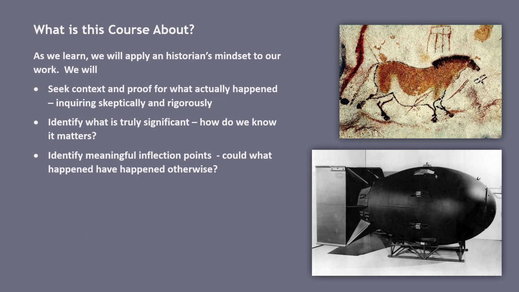So the historian's mindset, there are three things that we really kind of think about. First of all, how do you know it happened? What's the evidence that this happened? Who told you so? Where was it written down? Do we trust that source? So we look for context and proof.